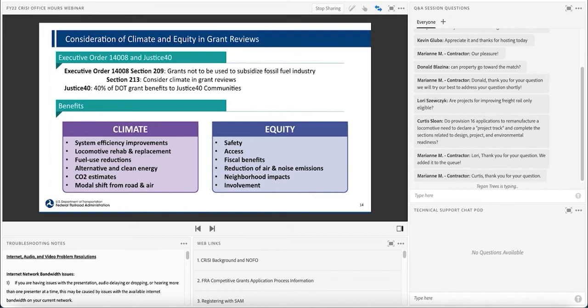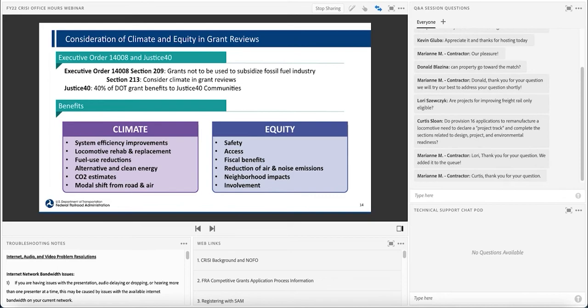So when you're talking about climate and you want to talk about this in terms of your application, some things to think about and things to add into your application would be anything that's going to improve the efficiency of your system or your operations. Obviously, we just talked about that locomotive rehab and replacement program. That's a big one because it can hit both of these categories.